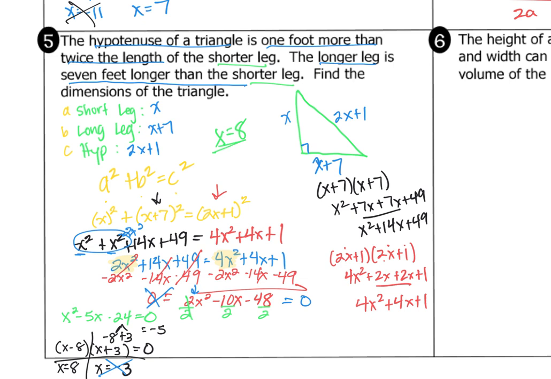So we want to know the dimensions. Who is 8? Well, 8 is x, your short leg. So we have 8 for the short leg. My long leg will be x plus 7, which is 8 plus 7, which equals 15. And the hypotenuse, we want its dimension, so we're going to do 2 times 8 is 16, plus 1 is 17. So that's all my dimensions right there in case you missed it. We have 8 for the short leg, 15, 17.